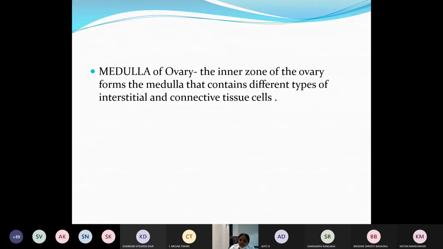Medulla of the ovary. The inner zone of the ovary forms the medulla, which contains different types of interstitial and connective tissue cells.